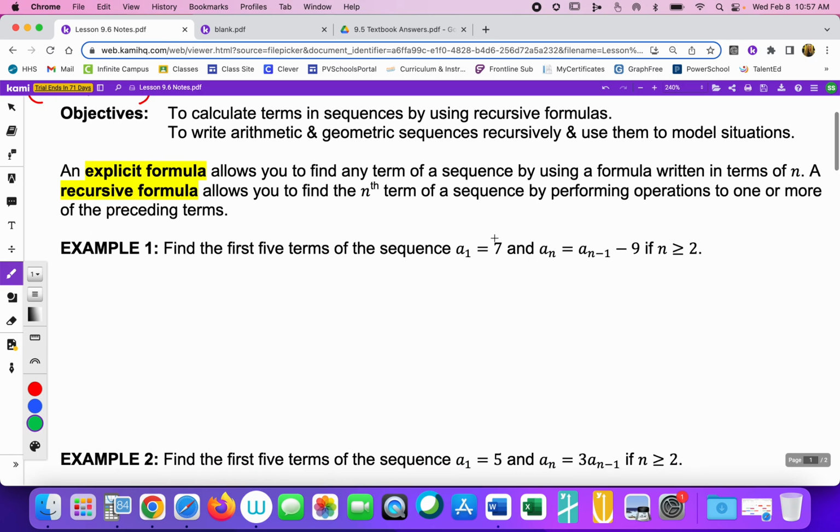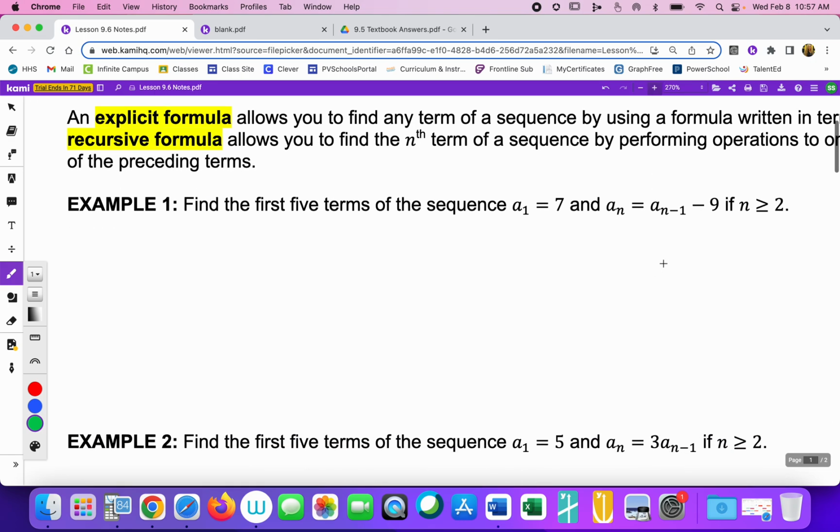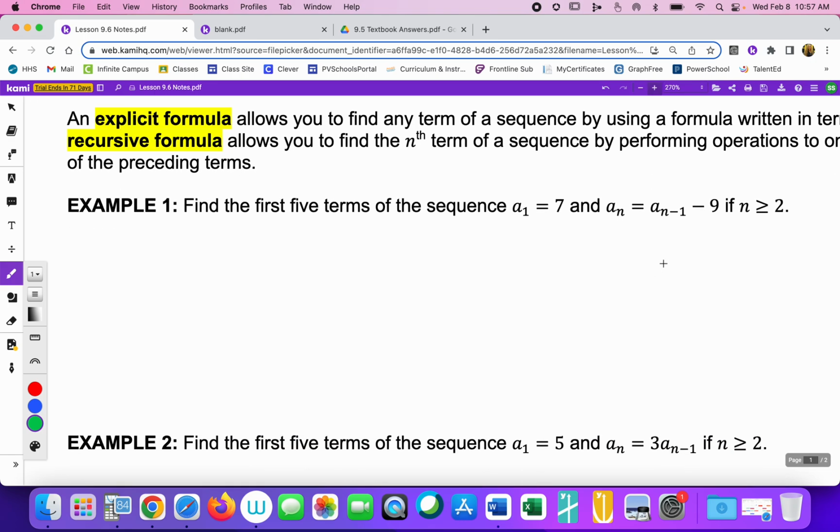All right, so this is an example of a recursive formula right here. We're going to find the first 5 terms of a sequence. The information we know is our first term is 7, so we only need to find 4 more technically. So we're going to have to find 5 terms. Our first one is 7 already, so we need to find the next 4. The recursive formula is to help us find the next 4.